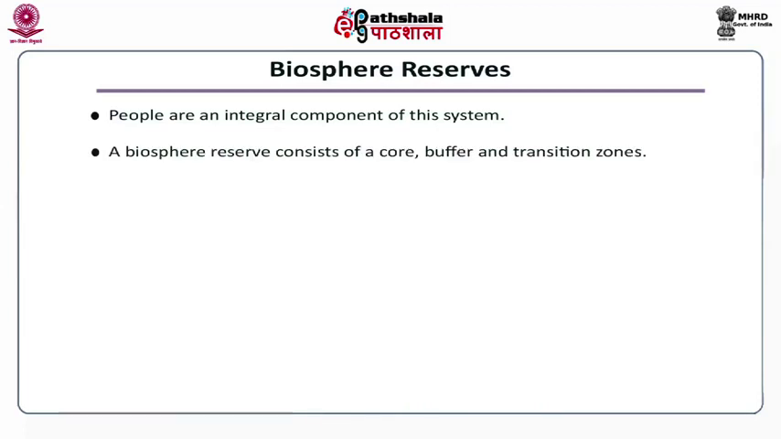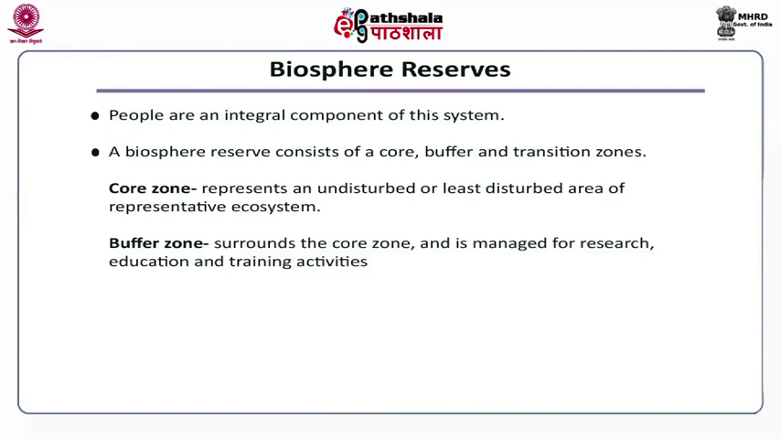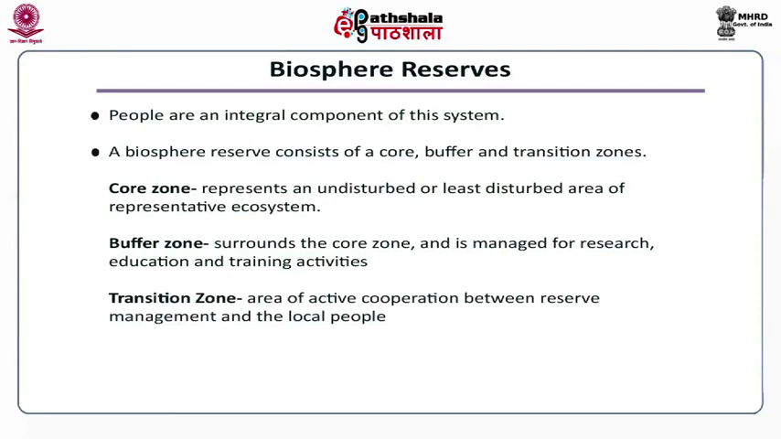A biosphere reserve consists of a core, buffer and transition zones. Now, what is the core zone? The core zone represents an undisturbed or least disturbed area of representative ecosystem. The buffer zone surrounds the core zone and is managed for research, education and training activity. Then the transition zone is the area of active cooperation between reserve management and the local population.